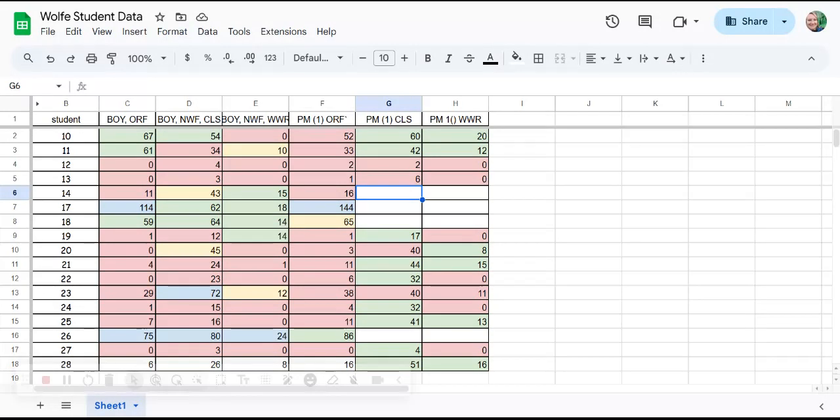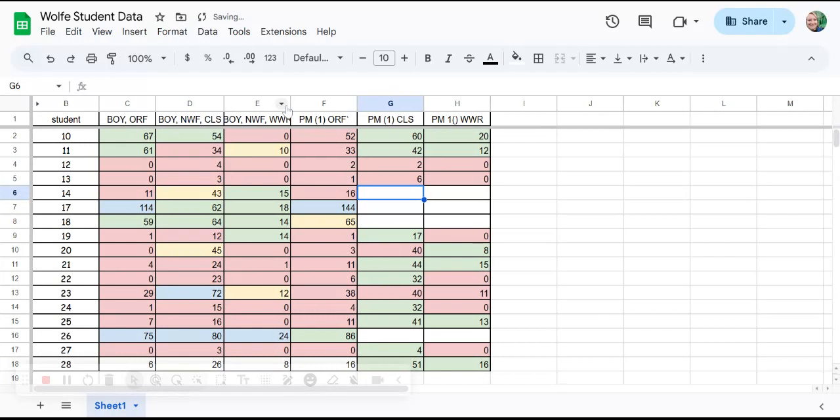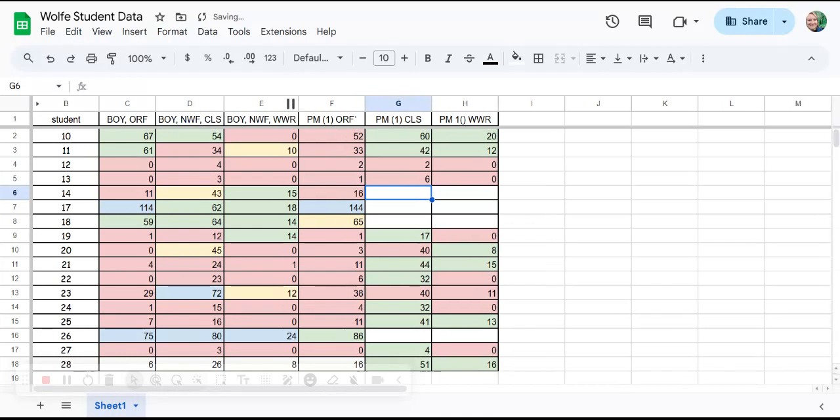My students get 1 minute to read nonsense words at the beginning of year. If you see the acronym BOY, it stands for beginning of year, for the beginning of year assessment. If you see PM, it stands for progress monitoring, and the number 1 behind it means the first progress monitoring of the year. From there, it breaks down even further.